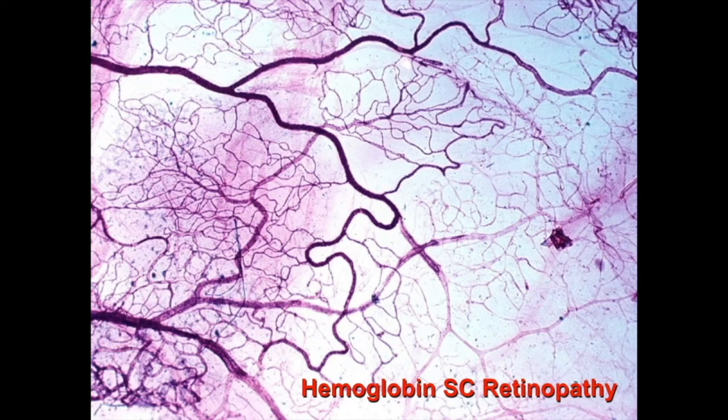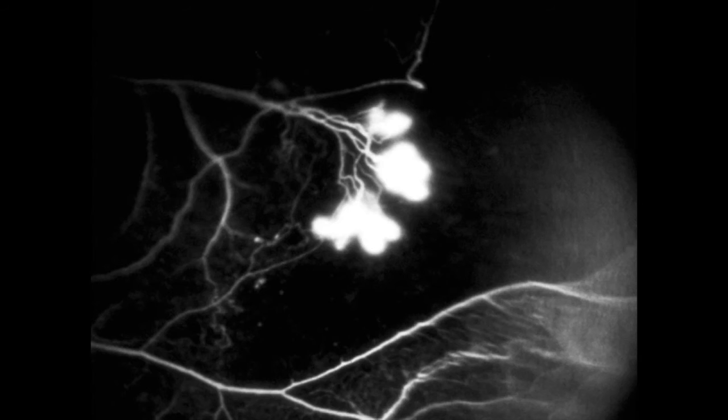This trypsin digest from a patient with hemoglobin SC disease shows the non-perfused vessels out in the periphery and a characteristic shunt vessel at the margin. Capillary non-perfusion. Here's a fluorescein angiogram showing the neovascularization entering the area of capillary non-perfusion.